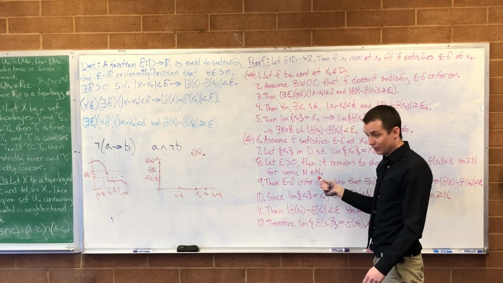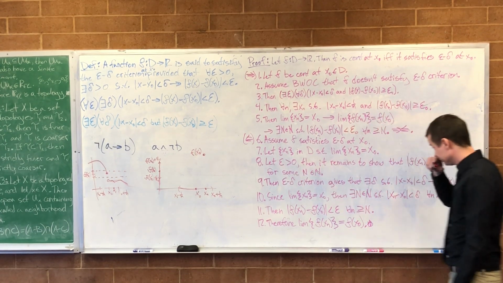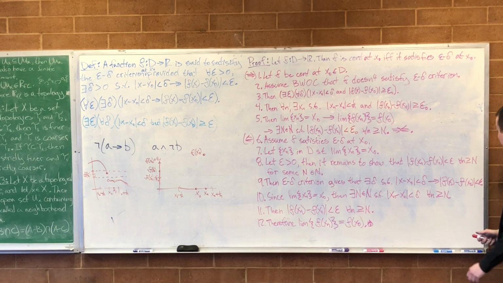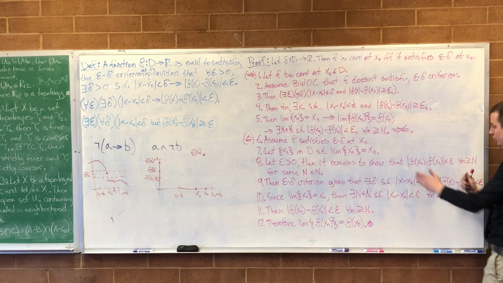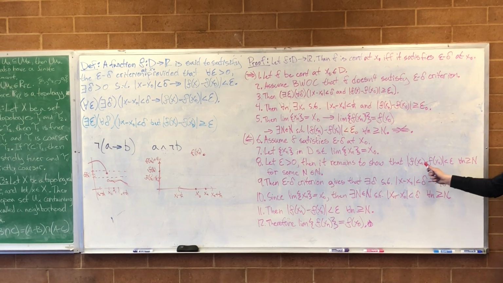So let epsilon be some number greater than 0. What are we trying to show? We're trying to show that there is some big N such that this inequality is true from that big N onwards. That is what it means for this to converge to this. We're just using the definition of a limit directly on this one. We're going to directly find the N.